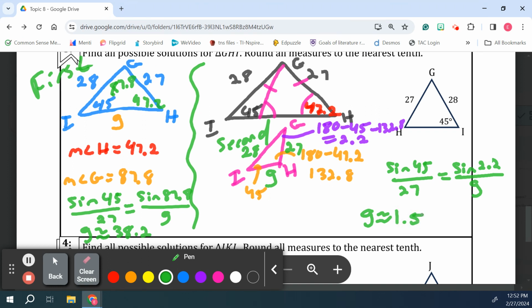I like doing it with the cosine instead. Fine. How we doing? Questions? Help a girl out. What we got? 1.5 is the answer.